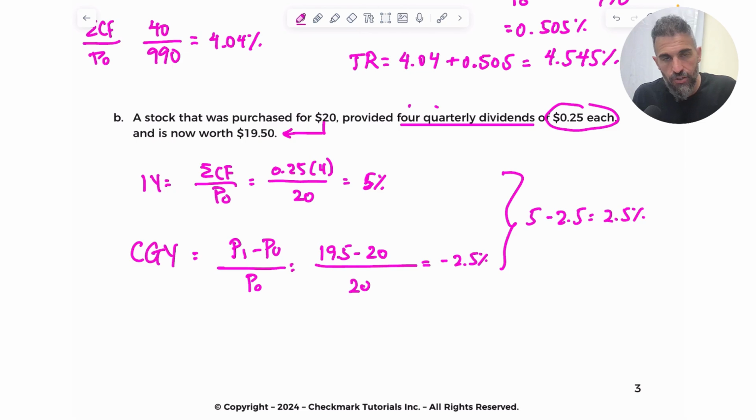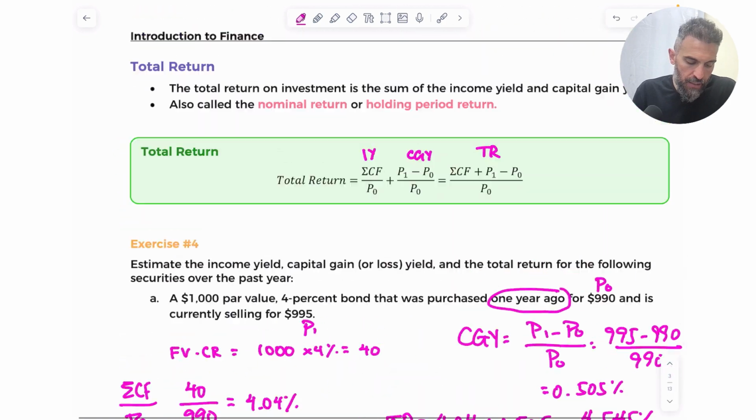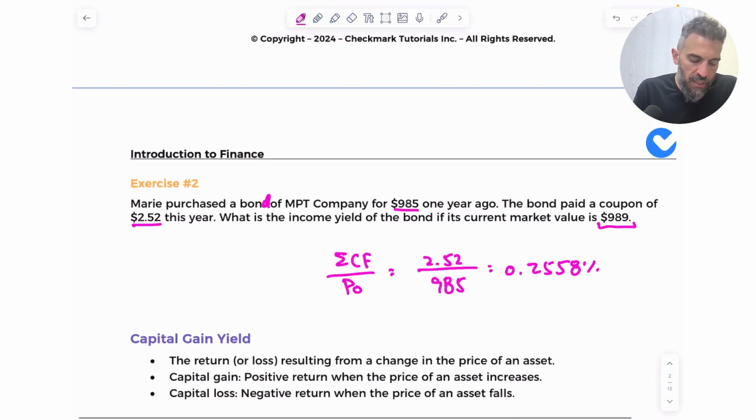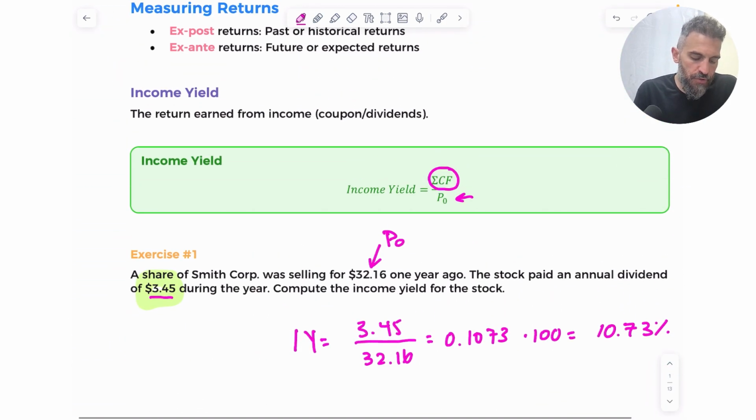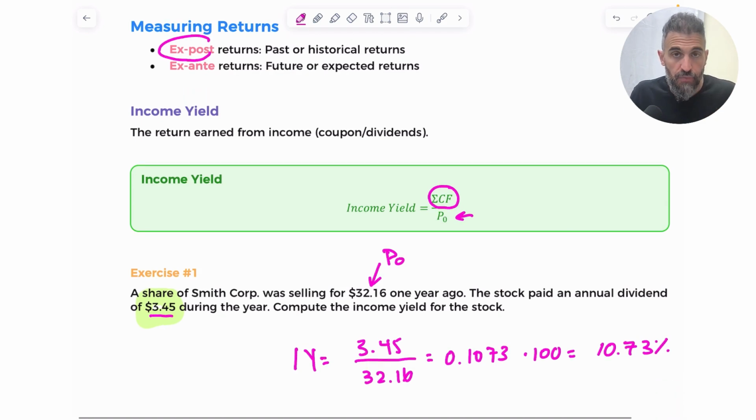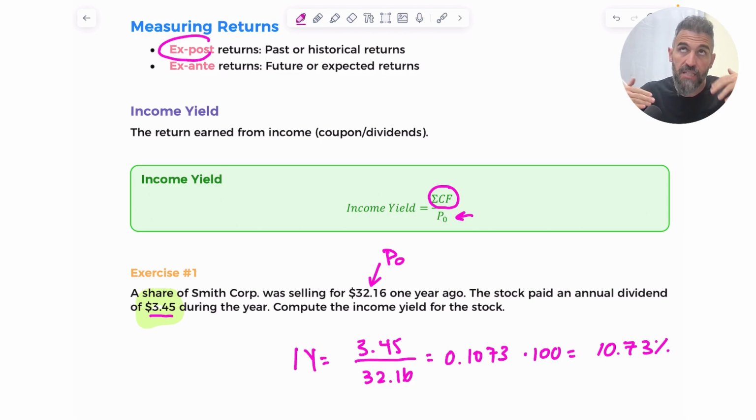Okay, so that's how you find returns. Pretty straightforward. We call these ex post returns. I have that written here. Ex post just means that these are returns on investments that have already happened. These returns have already taken place. There's nothing uncertain about them. They're from the past. Later on, we'll see ex-ante, where we're trying to estimate future returns, but we're not there yet.